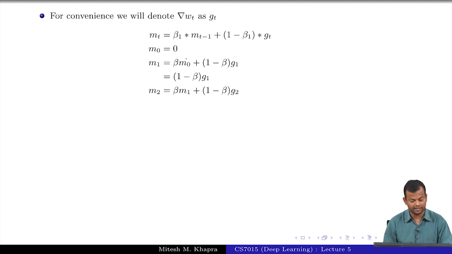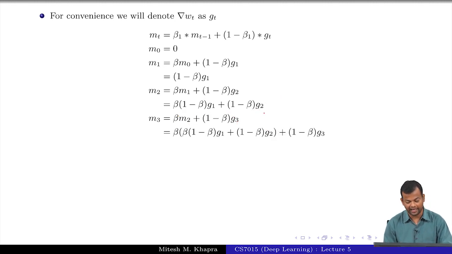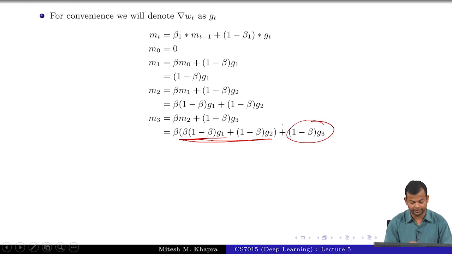Now let us look at M2. M2 is going to be beta M1 plus 1 minus beta G2. But I already have an expression for M1, so I am going to substitute that here, and this is what I get. Now let us look at M3. M3 is again going to be beta times M2 plus 1 minus beta times G3. I have an expression for M2, so I am going to substitute that here and see if that leads to something interesting. I've just substituted the value of M2 here, and the G3 term is here as it is.